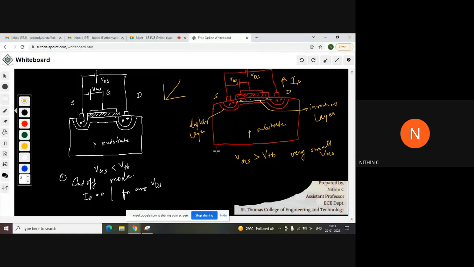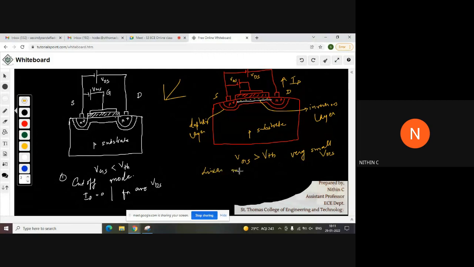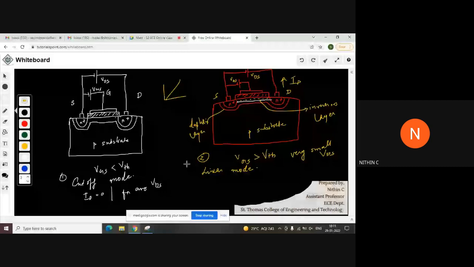So initially when VGS was less than VTH, you mentioned it as a cutoff mode. When VGS is increased above VTH, you're having a linear mode, but only in the initial case, in the starting values of VDS. Only when VDS starts to increase do you get a linear value. So this particular mode is called linear mode. It's the second mode of operation. That is VGS greater than VTH and very small VDS.